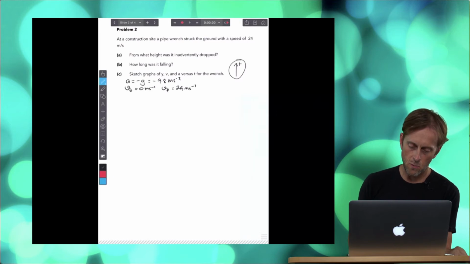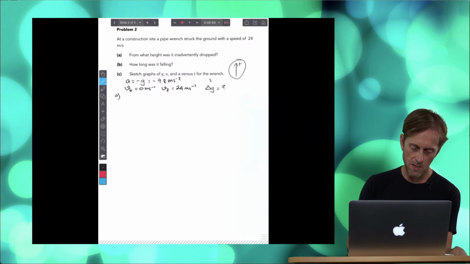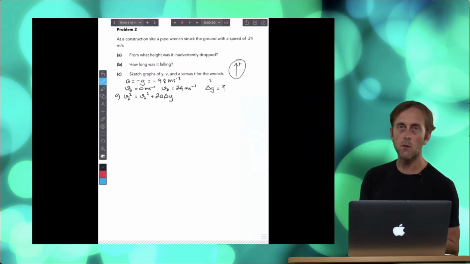And we're trying to find out here the height. So we're looking for delta y. You can call that S if you like, displacement. Okay, so we have an equation of motion that links those things together. It's this one: vf squared equals v naught squared plus 2as. Or if you like, I'll just rub that out and make it 2a delta y. Right, so we're looking for the delta y, so we need to rearrange this equation.